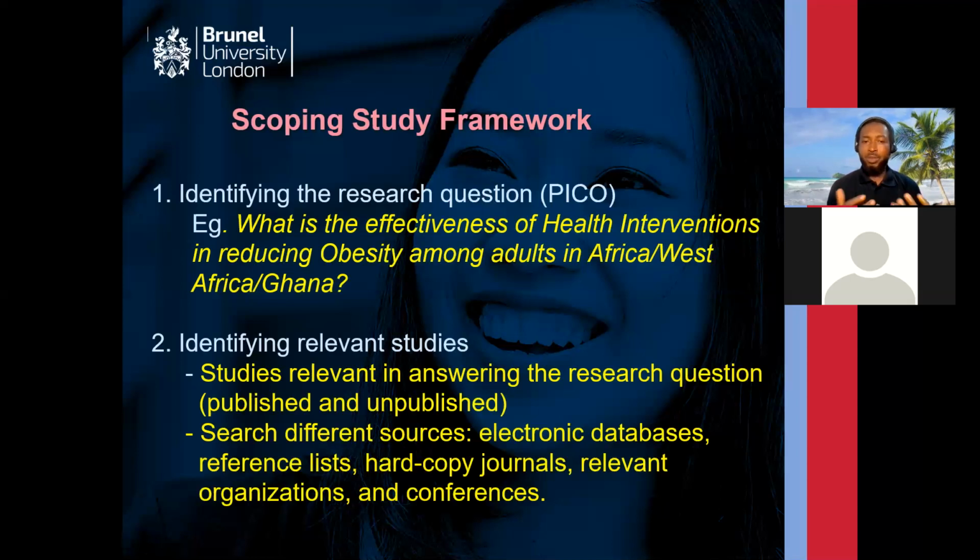You're looking at both published and unpublished articles, and you search different sources. You're going to look at the electronic database, the reference list, your hard copy journals, relevant organizations and conferences and sites, to check what's available that will help respond to your research questions. At this point, because you're still searching, you're not doing an in-depth review of the article, you're just looking at what articles are relevant to your research questions.